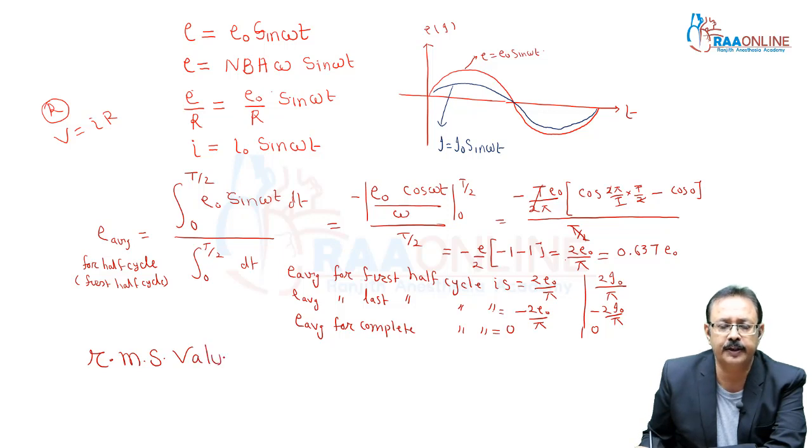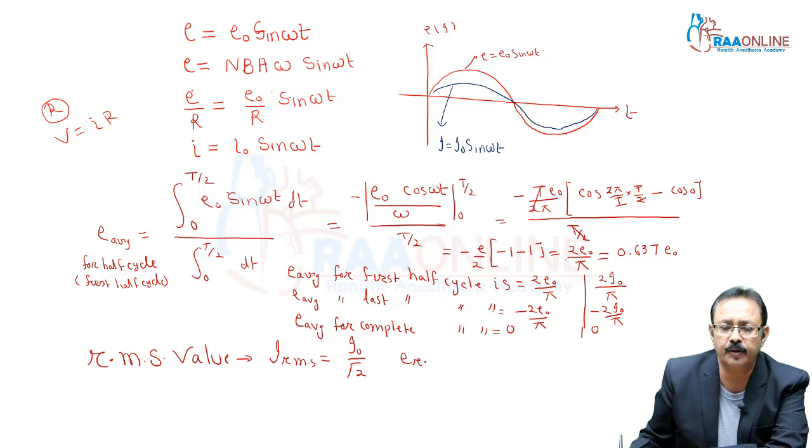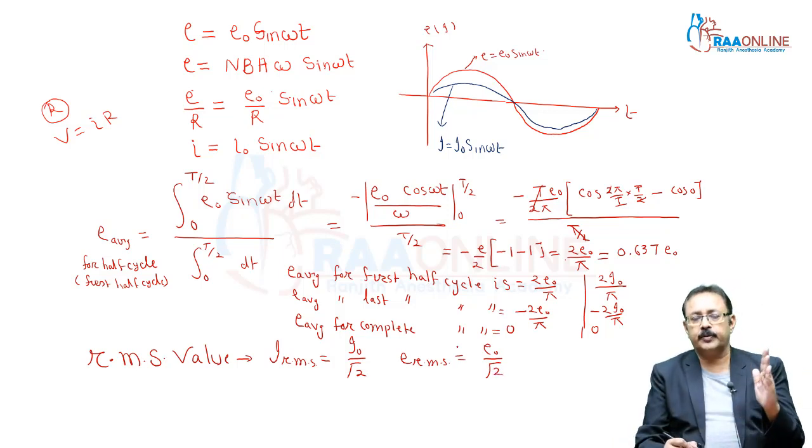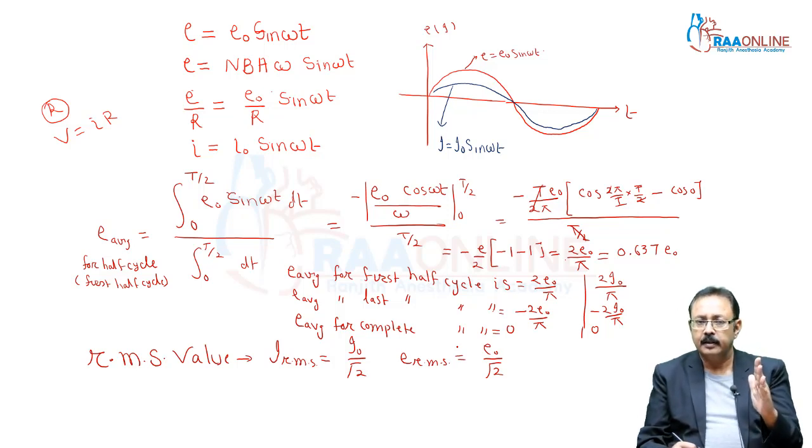When you use integration for this, what will you get? You will get I RMS is equal to I naught by root 2, and E RMS you will get E naught by root 2. These are root mean square values. It means first we square all the values, then we take the mean, then we take the square root.